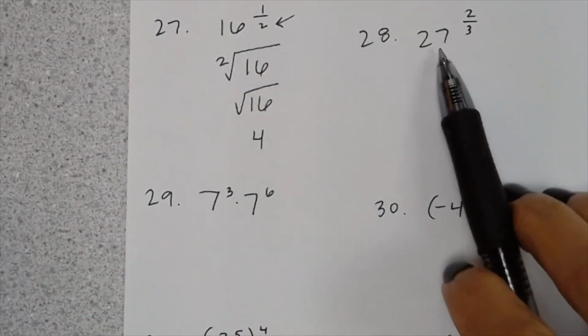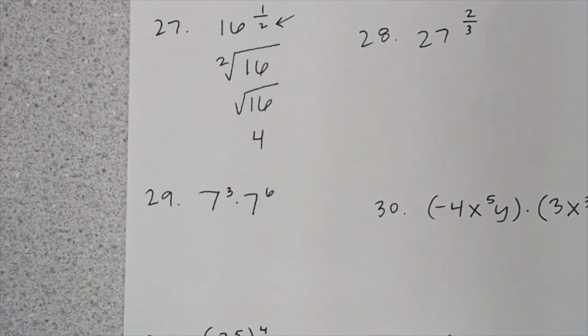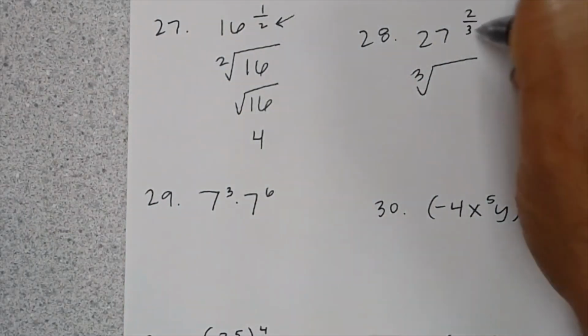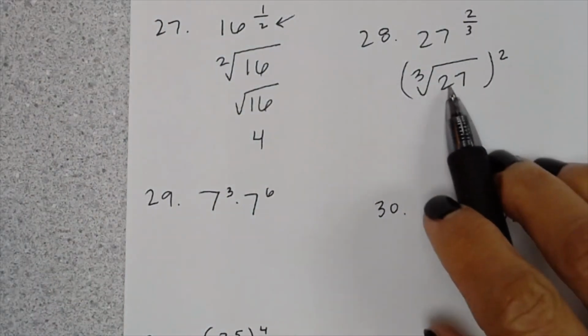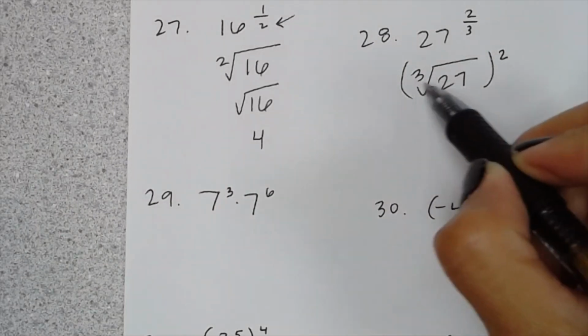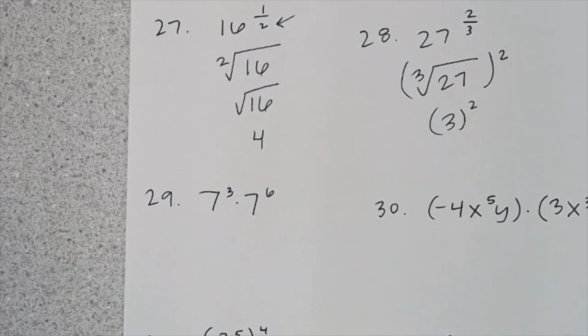For 28, you have 27 to the 2/3. You can think of 2 as the exponent, 3 as the root, so we'll go cube root, and then I'm actually going to write it this way. I'm going to go cube root of 27, and then write it as a power of 2. I chose to write it that way instead of putting the 2 underneath here because the cube root of 27 is 3. You still have the exponent of 2, so now you get 3 squared, which is 9.